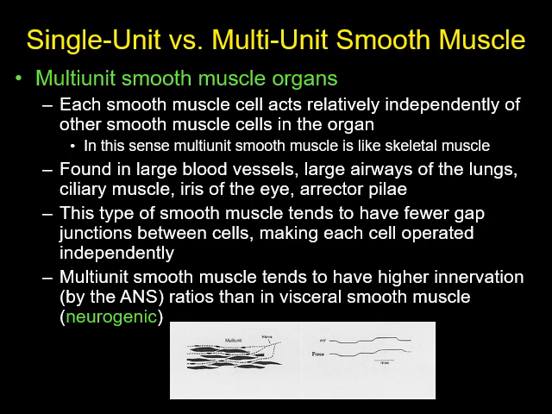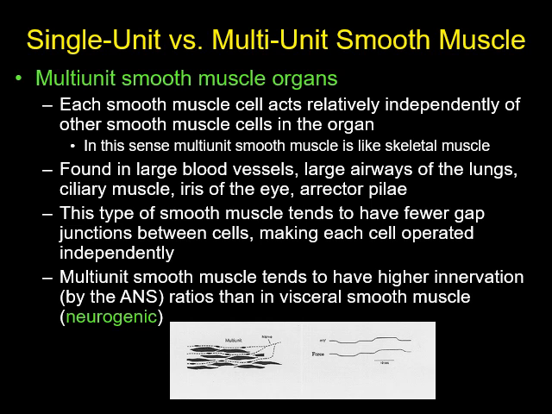There's single unit smooth muscle versus multi-unit. Multi-unit smooth muscle organs are ones in which each smooth muscle cell acts relatively independently of the other smooth muscle cells within that organ. In this sense, multi-unit smooth muscle is like skeletal muscle. Multi-unit smooth muscle is found in large blood vessels, large airways of the lungs, the ciliary muscle of the eye, the iris of the eye, and the erector pili muscle, which gives us goosebumps.